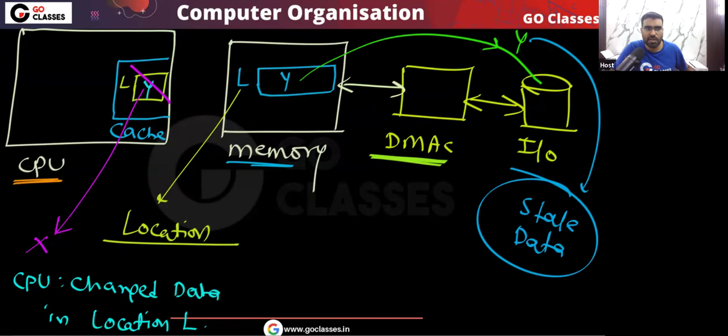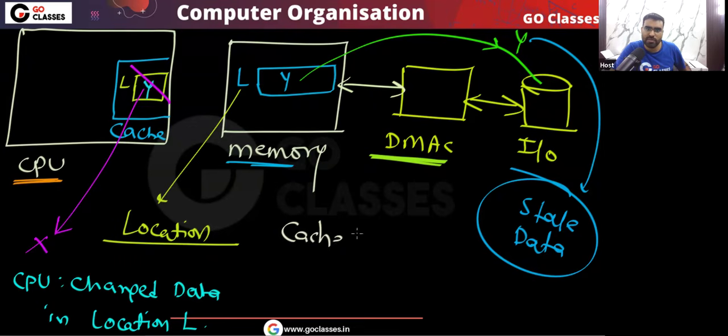Do you agree? Now, one thing you might be thinking: sir, if the CPU is writing in the cache memory, then immediately the CPU will write in the main memory. Will it happen? If you remember, in cache memory there is a concept of write back and write through. Let's assume the cache is write back.